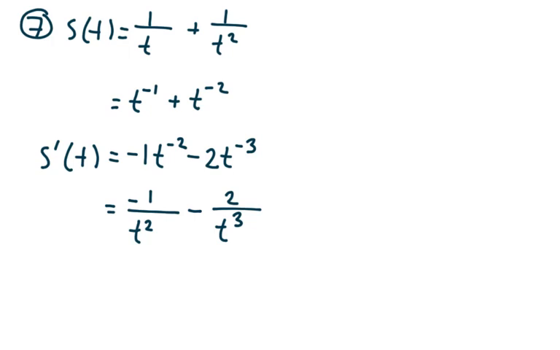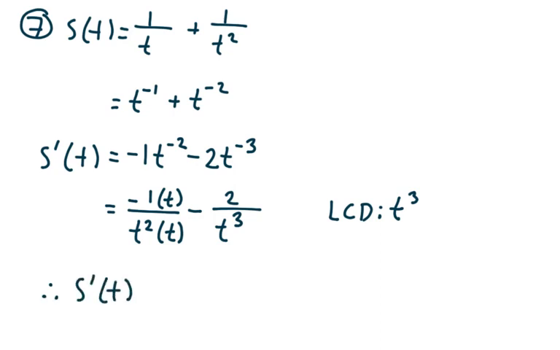Now, the LCD between t squared and t cubed is t cubed. And so along the first term, I'm going to multiply the numerator and denominator by t. Okay. So I'm going to put a t here and a t up here. Okay. And so when I go to simplify, I get s prime of t is negative t minus 2 divided by t cubed. That's number 7.